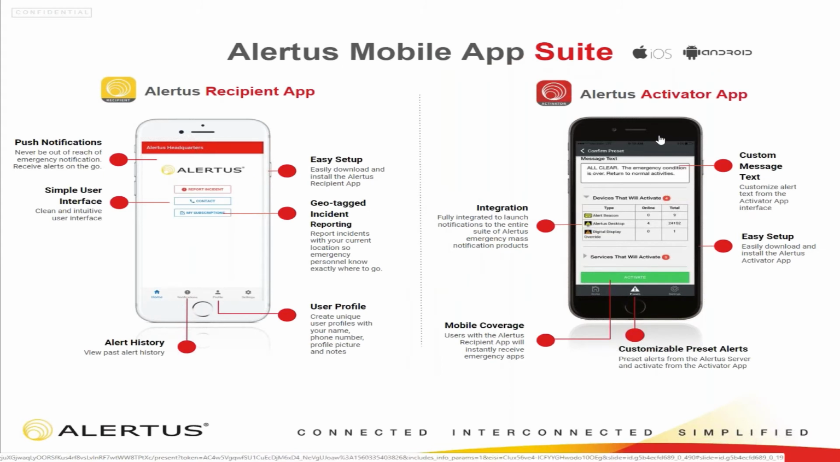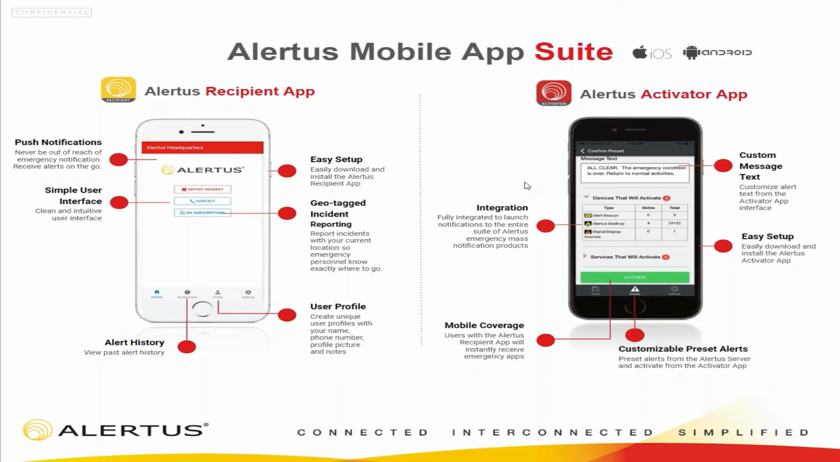Now, staying on that layered approach side of things, whether it's the indoor notification through the desktop or that VoIP phone device, or whether it's personal notification, we have a solution in place. Now, with that in mind, we have the Alertus mobile app suite that is available to all end users, and we have both the recipient app and the activator app. The recipient app is the app that all your staff and general users will have on their cell phone to be able to receive that emergency notification that is being pushed out.